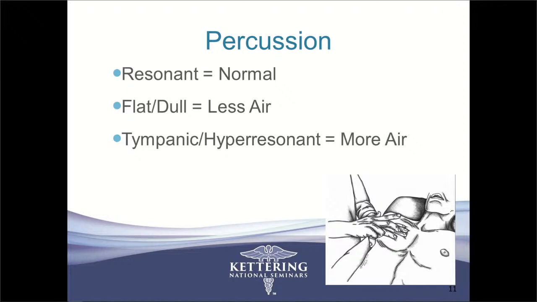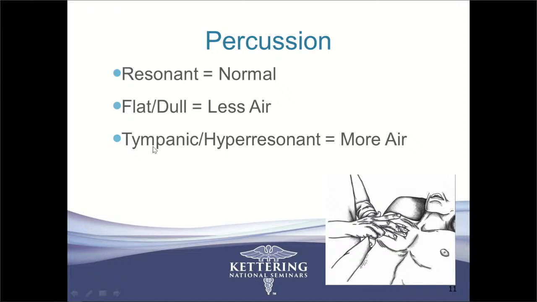Highlight letter A, resonant. You need to know that the word resonant on a percussion note means that's normal. That's what we want to hear. Letter B and letter C, flat and dull, those two things mean the same thing. They mean less air, all right? So make a little note off to the left-hand side there. Maybe draw a bracket between flat and dull, and then just put less air next to them. That means the same thing.